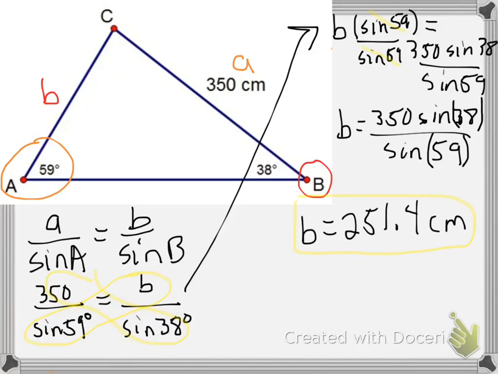That seems pretty good, but how do we know that we're even close? Well, we can do some simple checking. Remember, the angle opposite a side controls how big it is. If we look here, 38 is smaller than 59, so b should be less than a, because 38 is less than 59. So remember, this controls that in the triangle. So it seems reasonable, so we're in good shape.